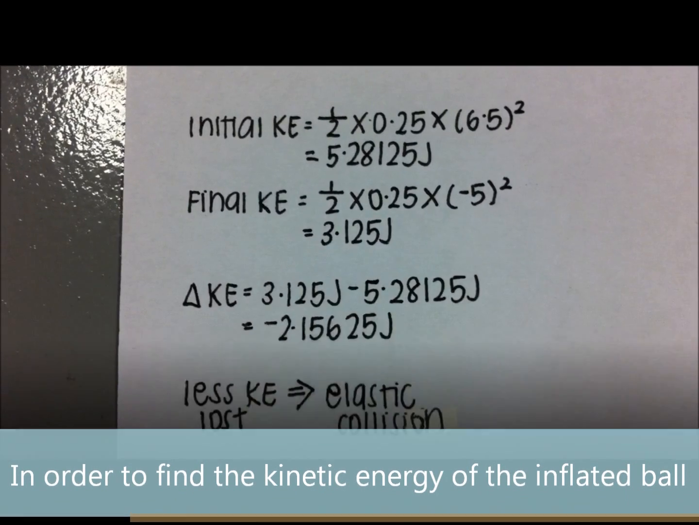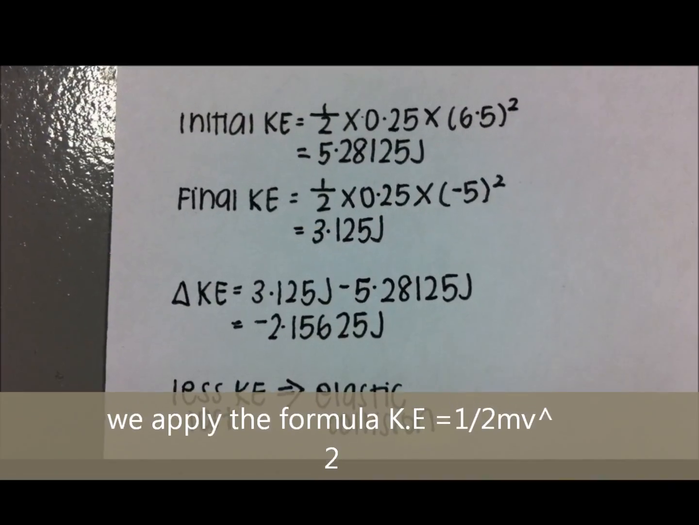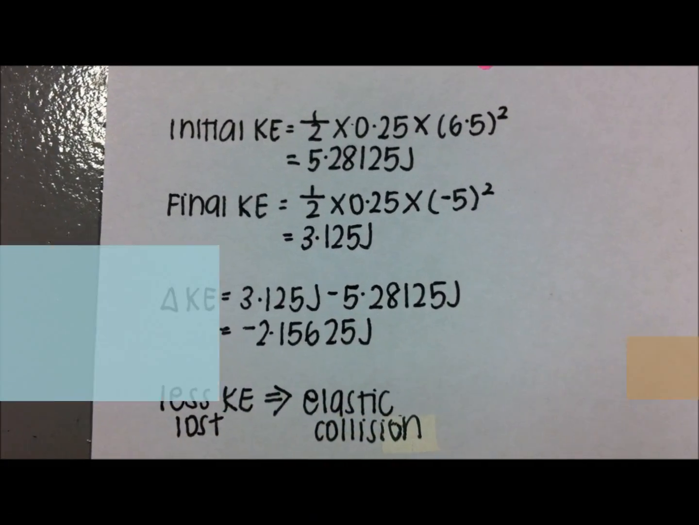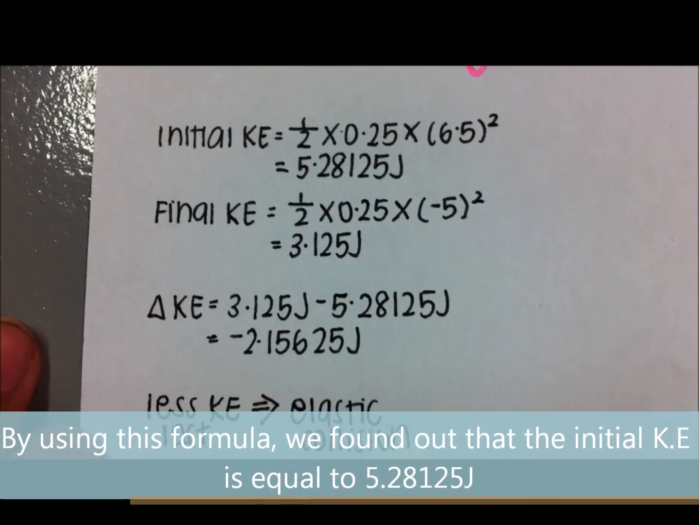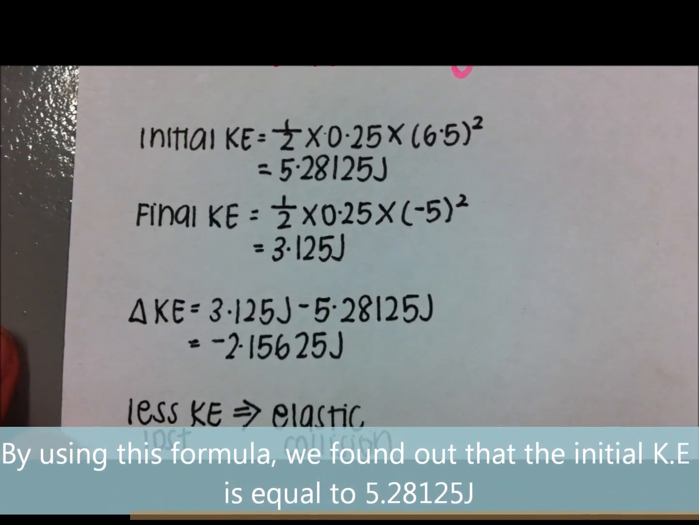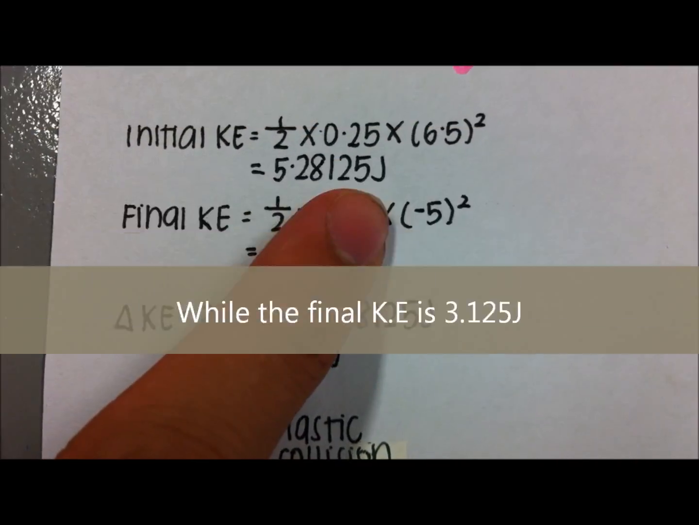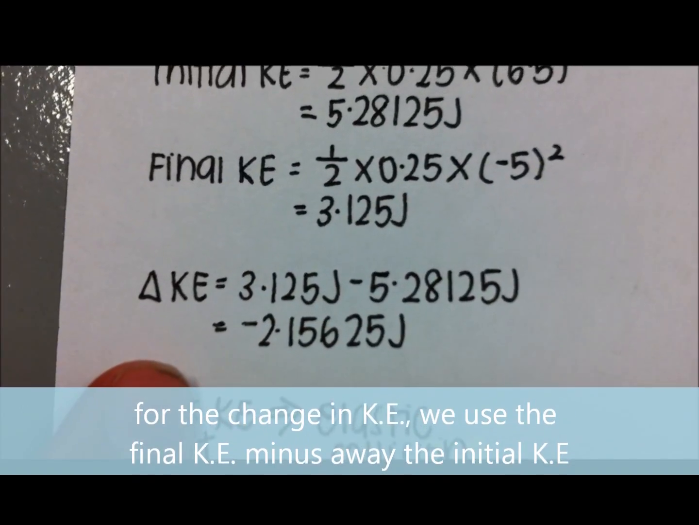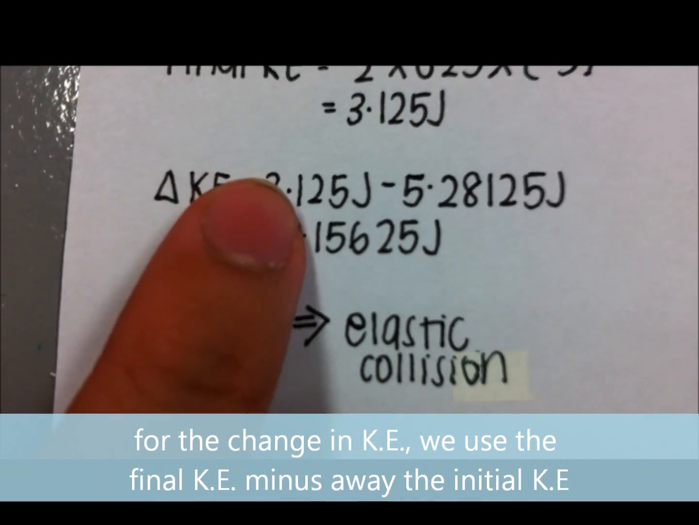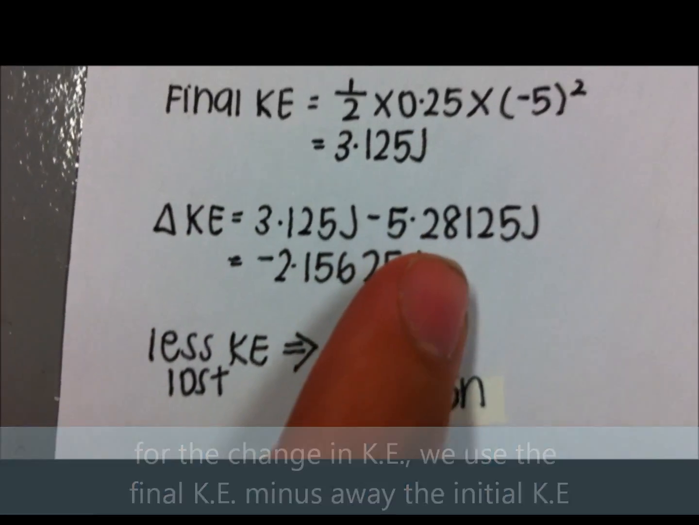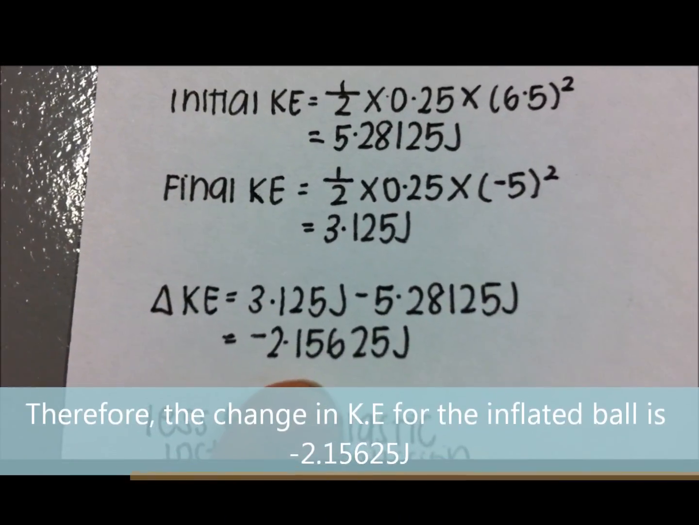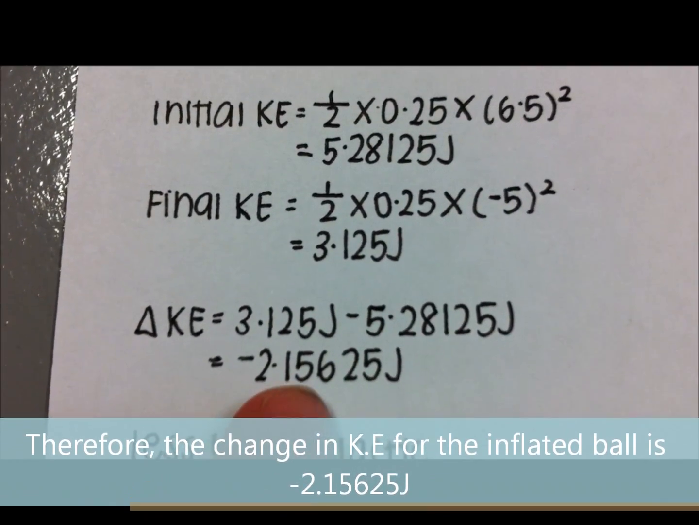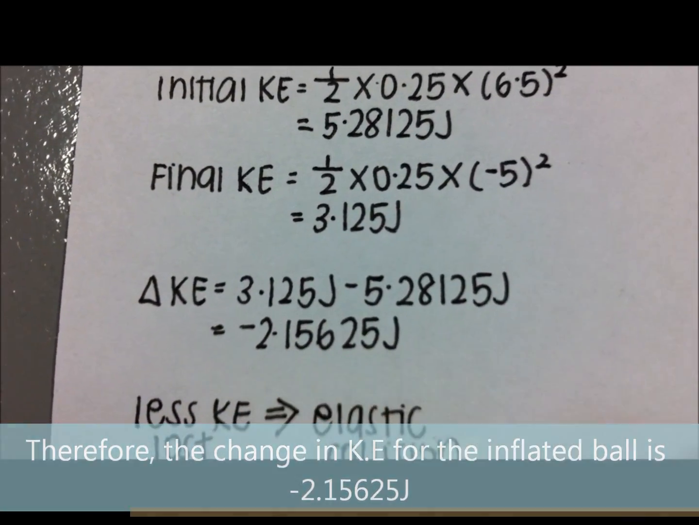In order to find the kinetic energy of the inflated ball, we apply the formula KE equals half mv squared. By using this formula, we found out that the initial KE is 5.28125 joules, while the final KE is 3.125 joules. For the change in KE, we use the final KE minus the initial KE. Therefore, the change in KE for the inflated ball is negative 2.15625 joules.